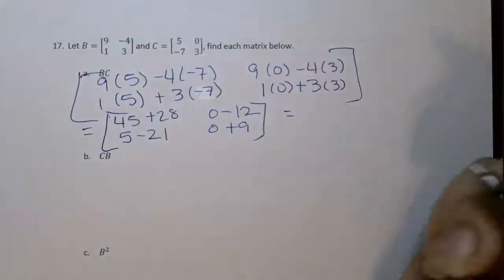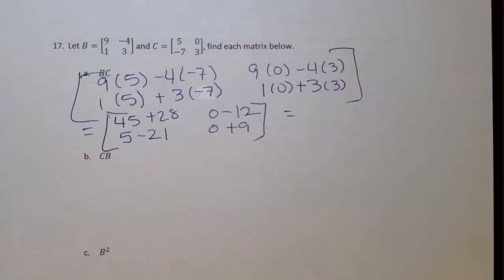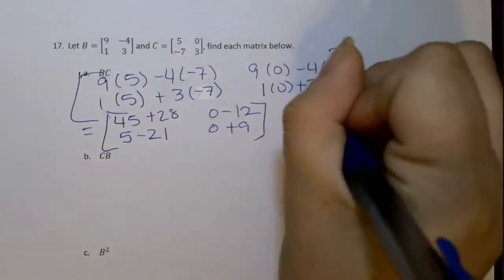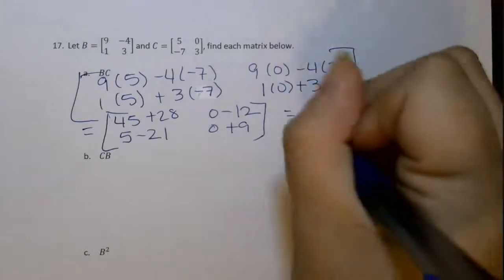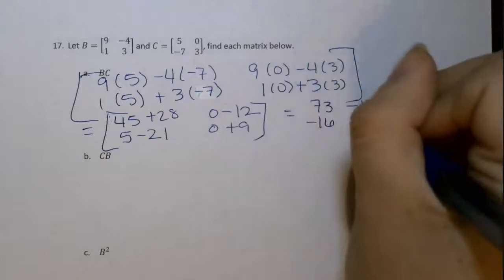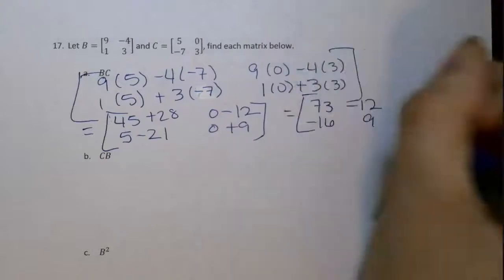Then I just combine. So I want to go ahead and add 45 and 28, which gives me 73. 0 minus 12 is negative 12. 5 minus 21 is negative 16. And 0 plus 9 is 9.